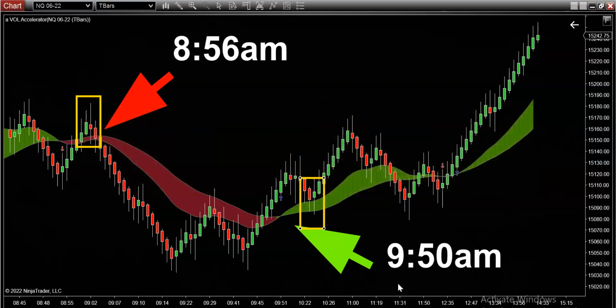Now look, I don't want you to think that you're going to make 1,000 ticks every single day. As you guys know, trading is risky, trading is hard. 95% of retail traders lose money.